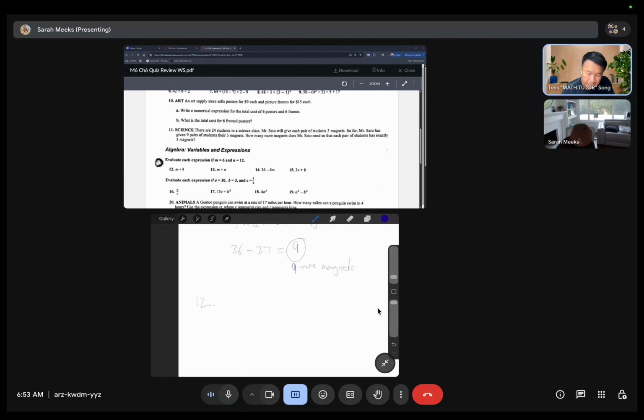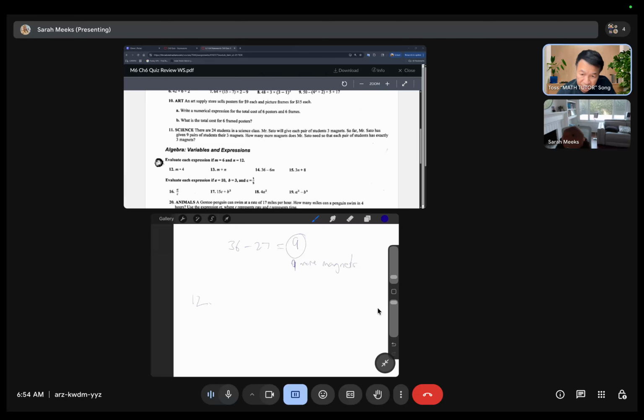9 more magnets. Oh, wait, 12. Evaluate, or just basically multiply or add and subtract, whatever the operation is. Solve it. Yeah, okay. You have to substitute the variable. Number 12 is just m. Sometimes you may have to do both variables. Oh yes, number 16 to number 19, you do both variables. But this one is just one variable at a time.